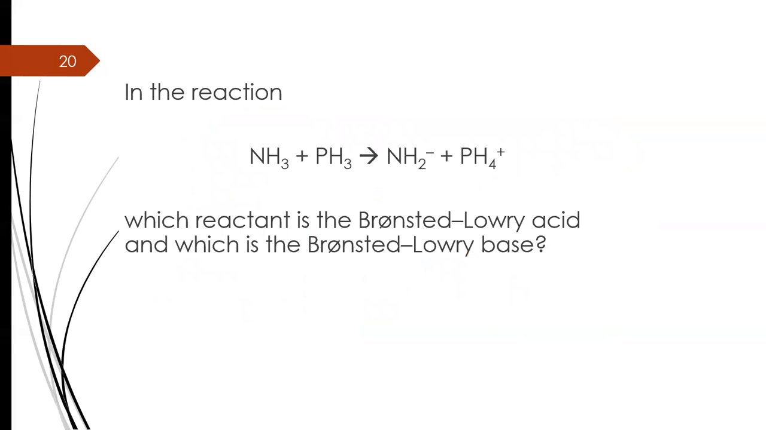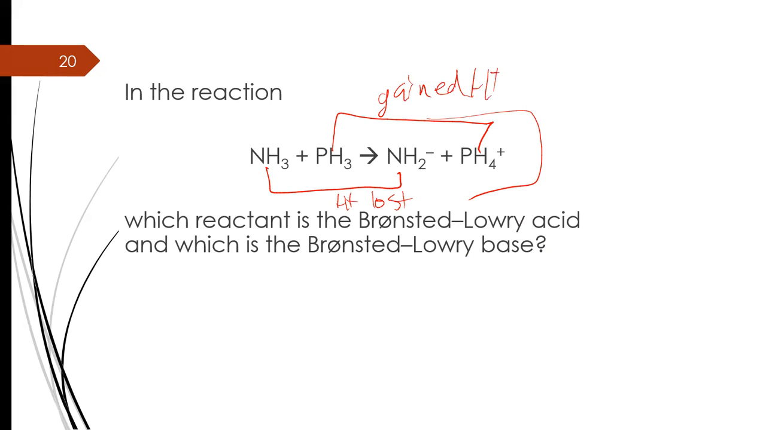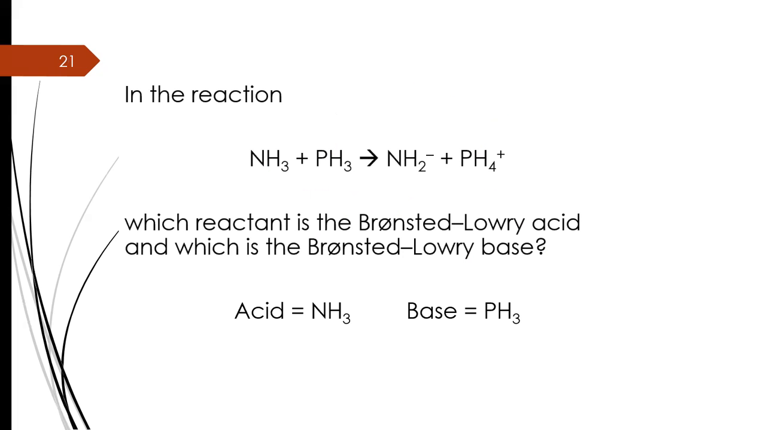So let's try that. NH3, ammonia, and phosphorus trihydride, and we're producing these as our product. Which of them is going to be our acid and which of them is going to be our base? You want to make sure you're paying attention to that forward reaction. So look at what is the change between each of them. In this case, it's lost H+. In this case, it gained H+. And so our acid should be the ammonia and our base should be the phosphorus trihydride.